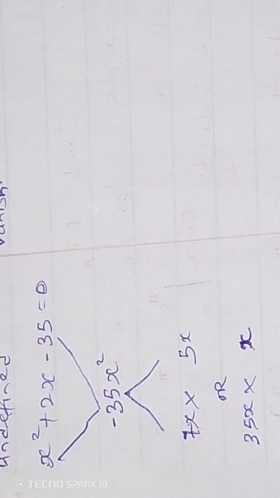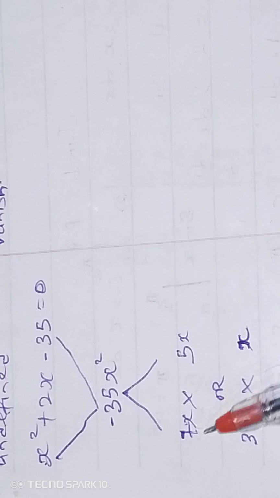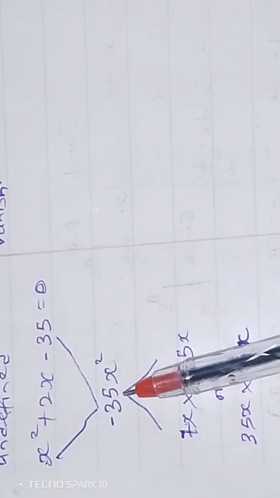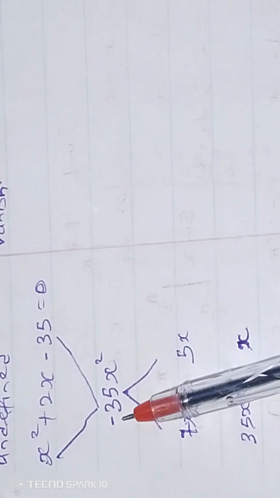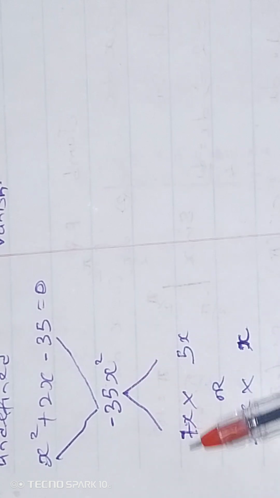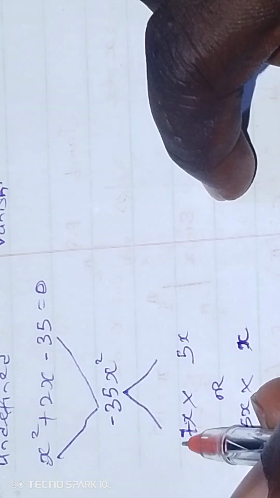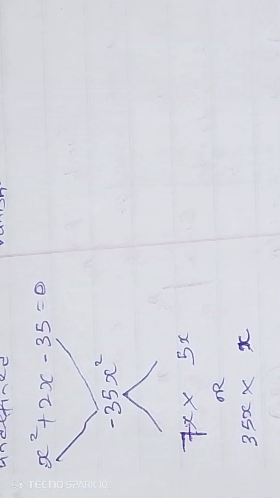Now, since we are trying to combine 7x and 5x to produce 35x squared and a negative 1, it means that one sign has to be negative and the other one has to be positive. They have to be opposite signs to produce a negative product, due to the rule of signs. It is only when two opposite signs are multiplying each other that you will get a negative answer. So we have to give either 7x or 5x the negative sign.